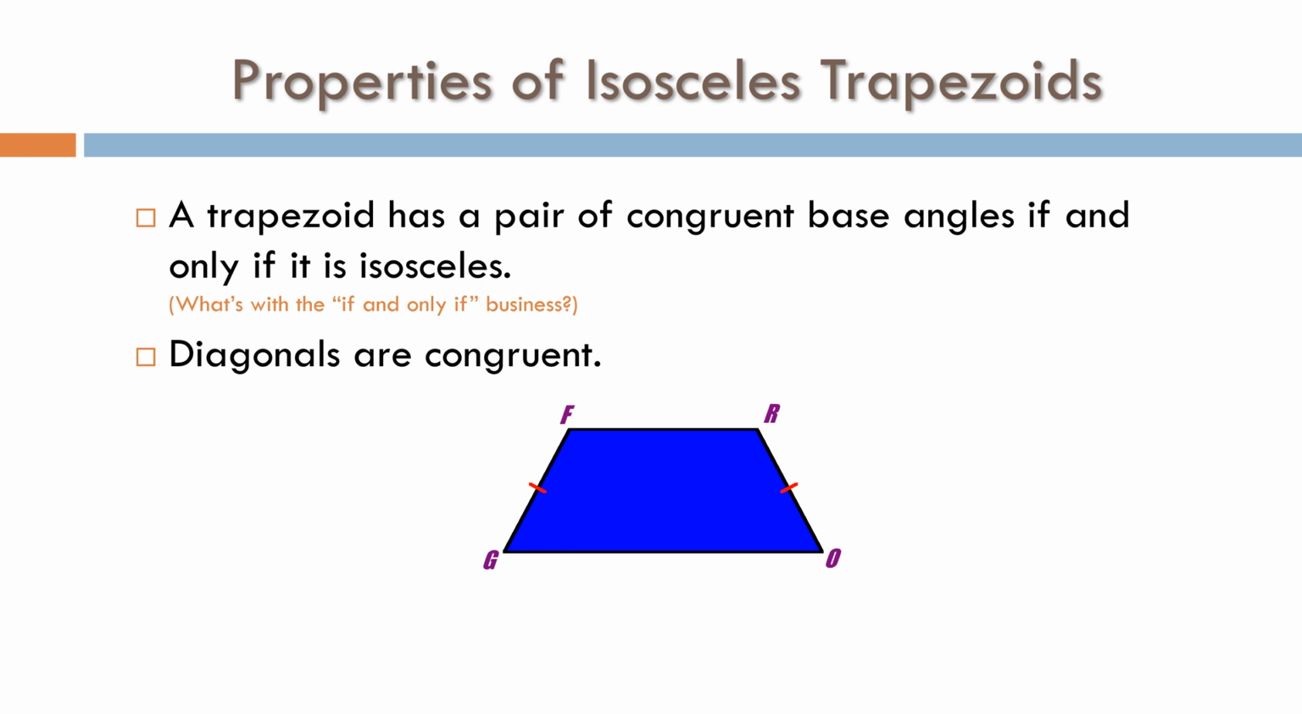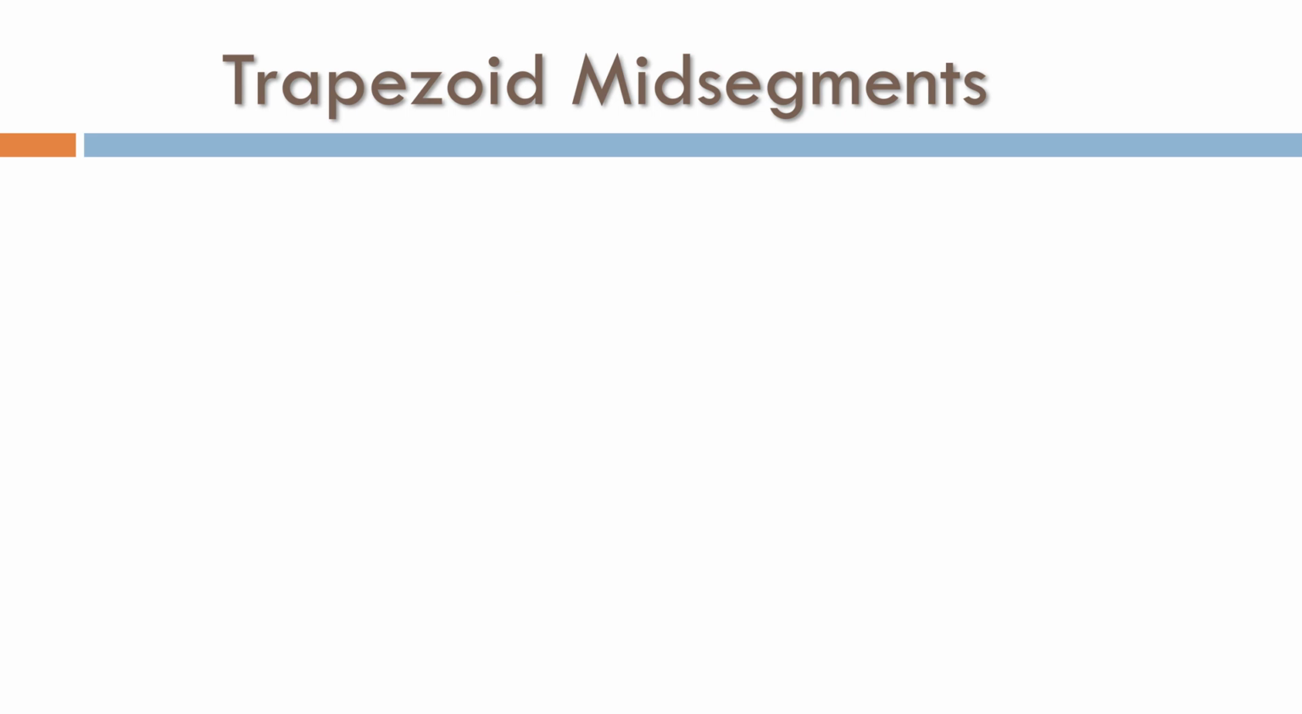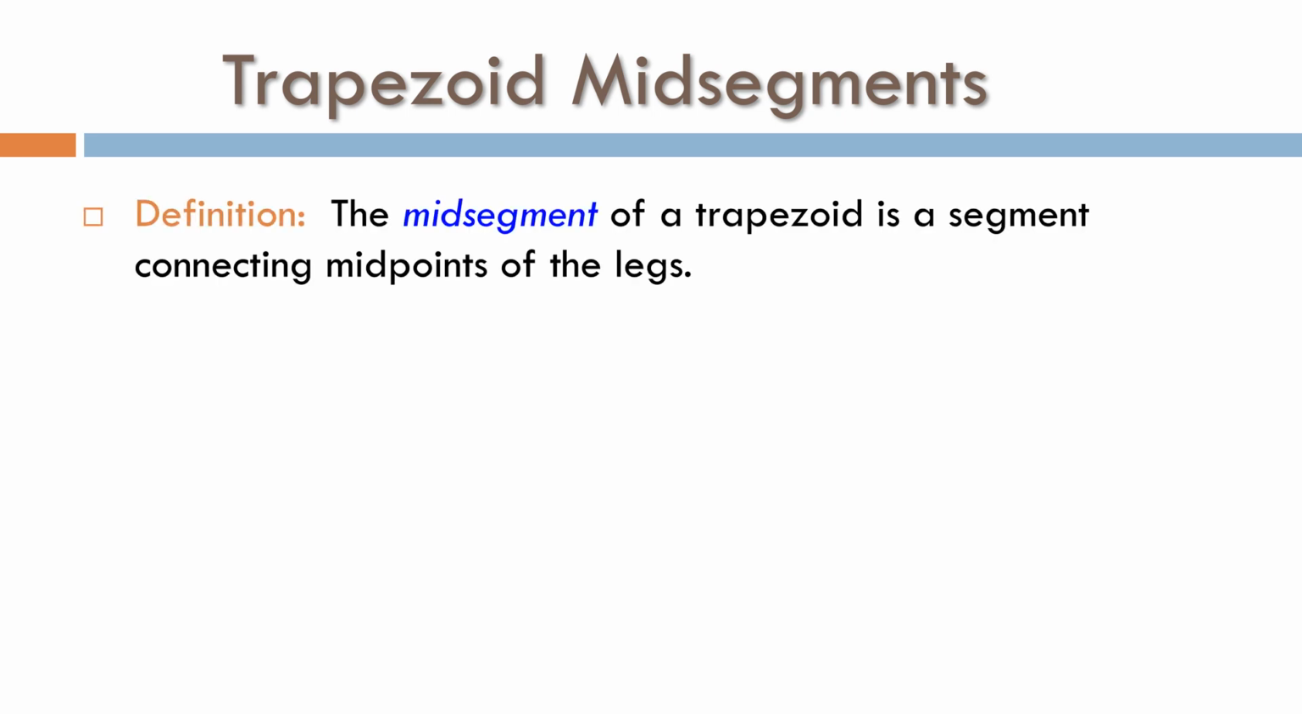Okay, so then with the diagonals, what are they equal to? Each other. FO is congruent to RG. Okay. Good. One other thing about a trapezoid. It's called a mid-segment. And the mid-segment is a segment connecting the midpoints of the legs.